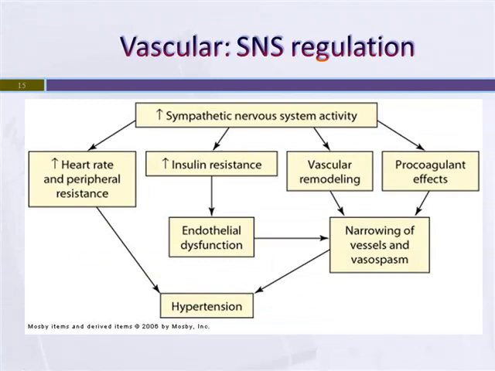So increased sympathetic nervous system activity increases heart rate and peripheral resistance, increases insulin resistance, and causes blood vessel remodeling. The blood vessels actually change, and some of that is the atherosclerosis we just talked about, the changes that happen in the endothelial lining there. And promotion of coagulation is going to increase the risk of a clot forming at that site.